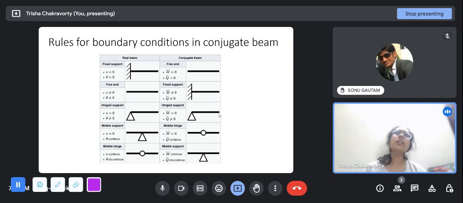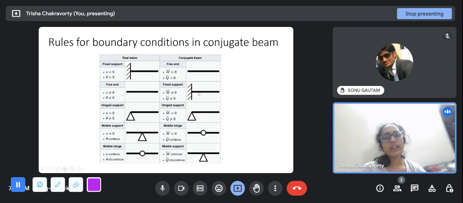To make up an imaginary beam from the real beam, what do we need? We need the length of the beam, which we are saying is the same as the real beam. Then we need a loading condition, and then we need the boundary conditions. So we have looked at how we give the load, and now we look at the boundary conditions.